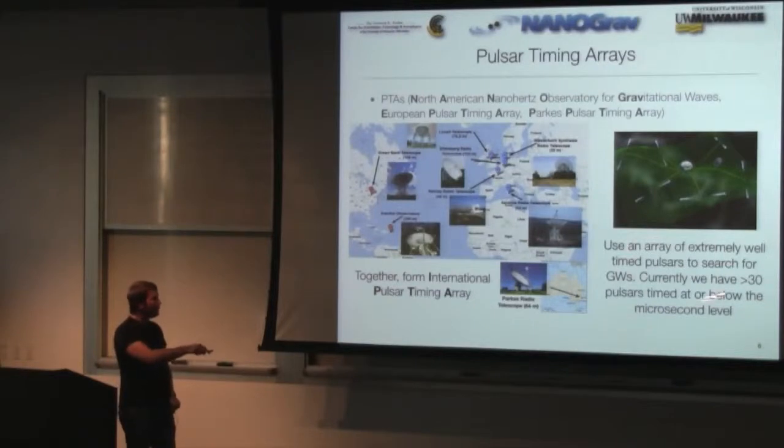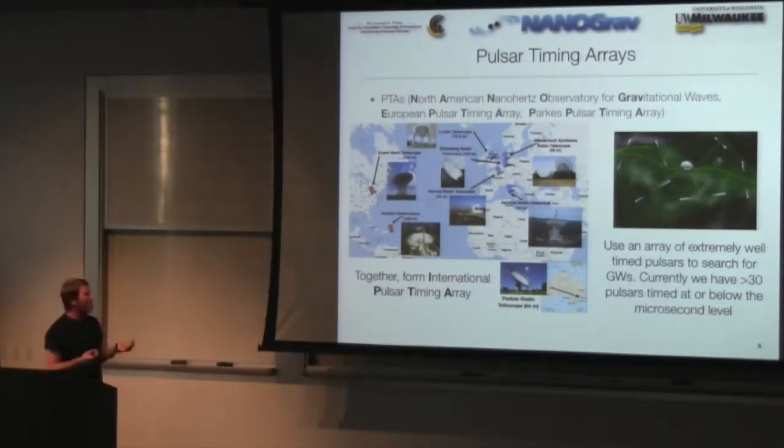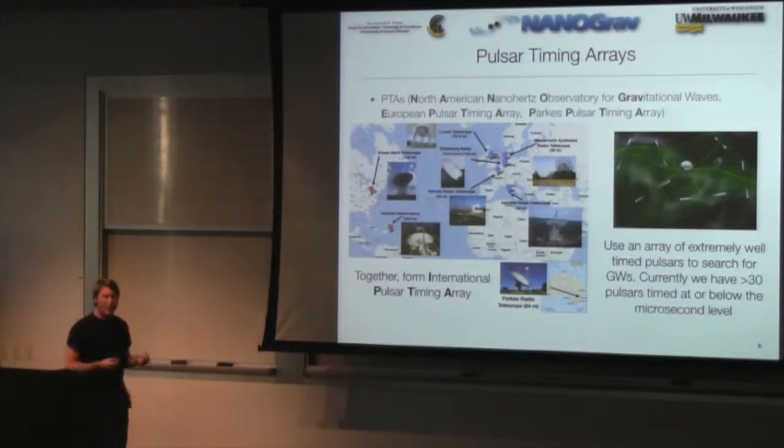And at the moment, we have more than 30 pulsars timed at or below the microsecond level. And so the goal is to keep timing these and to add more pulsars. Especially adding more pulsars, which I'll show later, is one of the best things you can do to raise your chances of detecting gravitational waves.